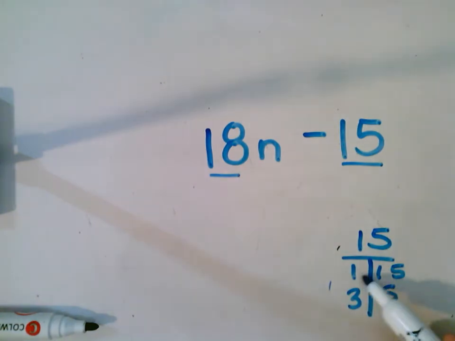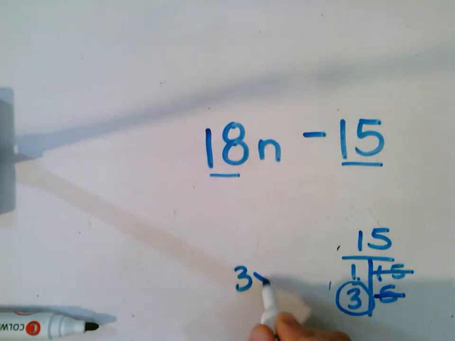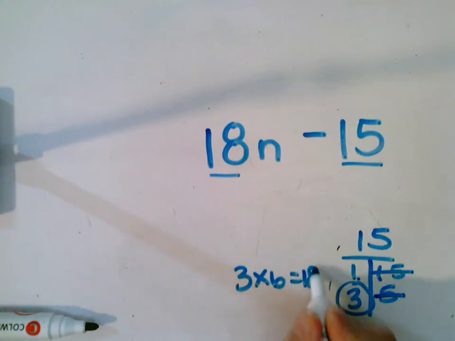Well, 1 is, but we're not going to use 1 because 1 is a factor of every number. 15 is not a factor of 18. It doesn't end in a 5 or a 0, so 5 is not a factor. Is 3 a factor of 18? Let's think. Well, 3 times 6 equals 18. So 3 is going to be the factor that I use.